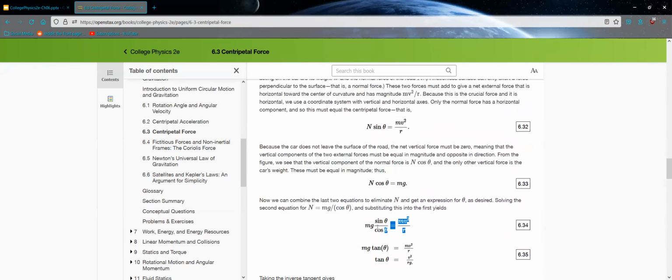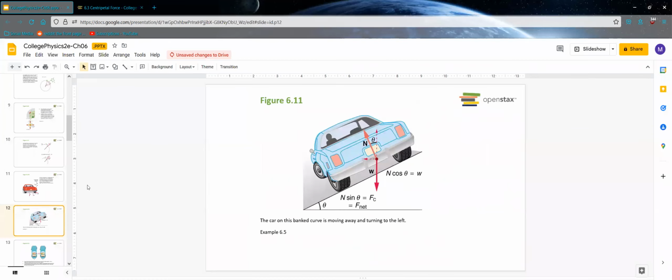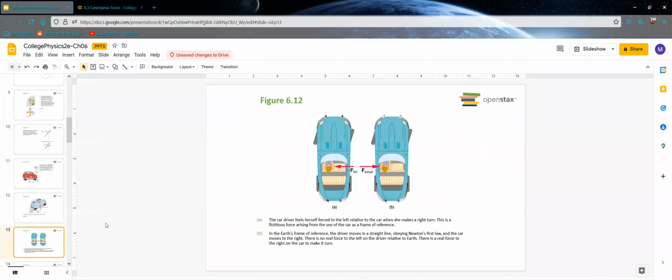You say, okay, 6.34, how did we get to 6.34? Well, 6.33 and 6.32 have a lot of similar variables, but 6.34 doesn't have an N. Why is that? Right? I think you get where you need to go at that point. At least I hope you will.